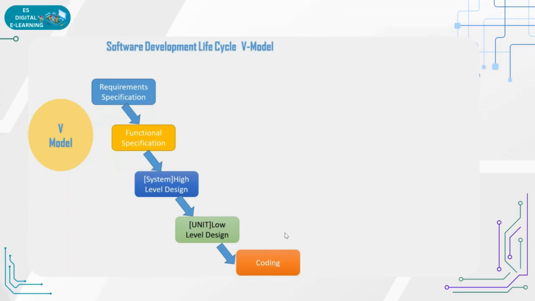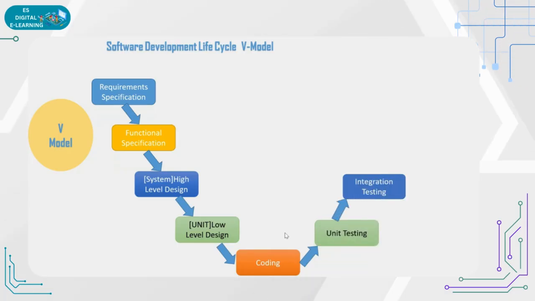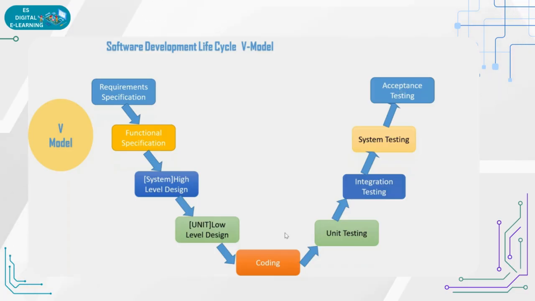So this part we have completed is the left side. The left side of the V model is verification. Now going to the right side: first is unit testing, next is integration testing, next is system testing, and next is acceptance testing. Now we have the V shape.